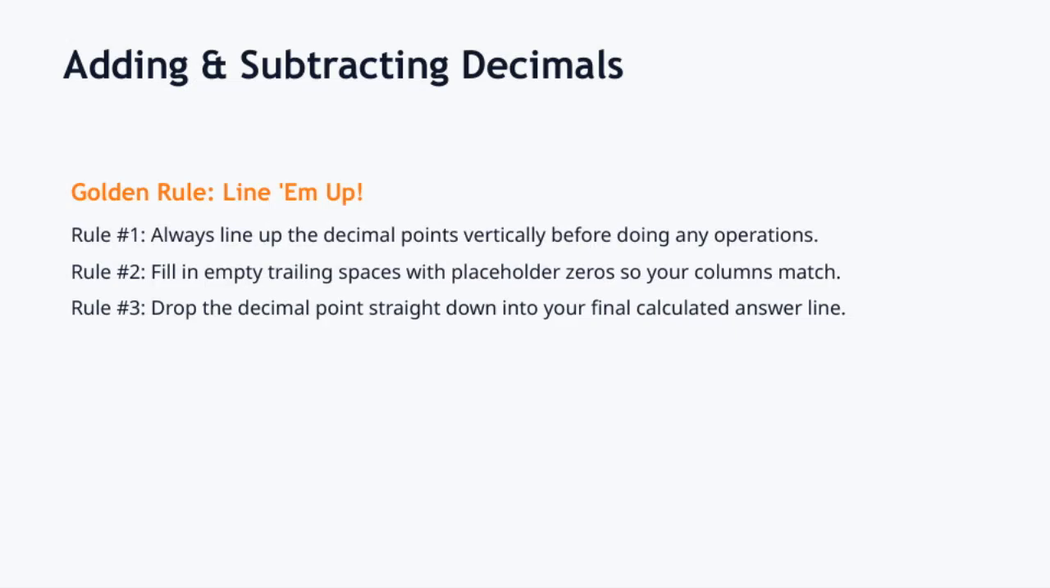When adding or subtracting decimals, lining things up is everything. First, always line up the decimal points vertically. That keeps your numbers in the right place. Next, fill any empty spaces with zeros to make sure your columns match perfectly. Finally, when you write your answer, drop the decimal point straight down into the final line. Following these steps makes your calculations neat and accurate every time.